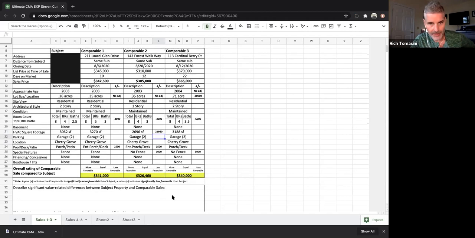So right now we have a range of 326 to 341. They were listed for 324 and spent half a year with a no-go, right? So what house is most similar to the subject? How should we weigh this? 2/3 of the comps support a 340 number.